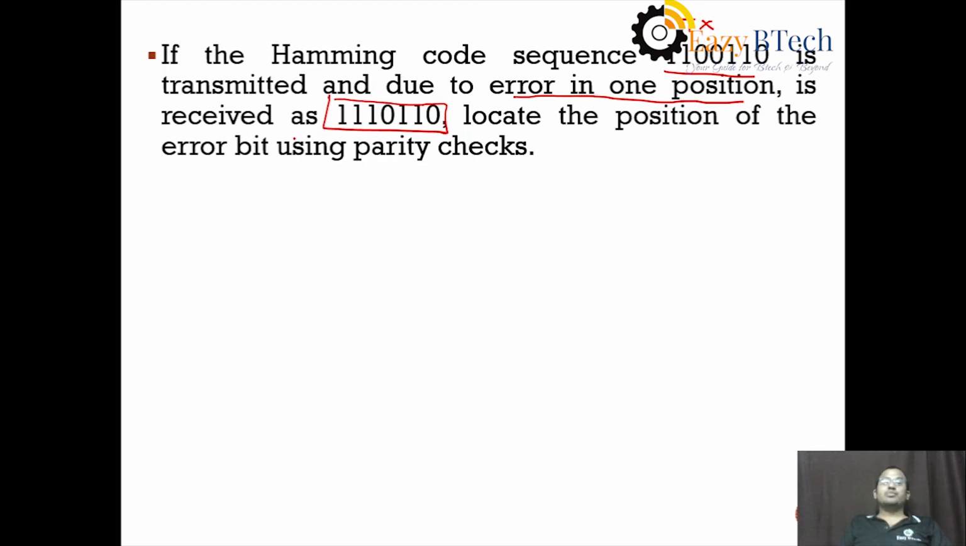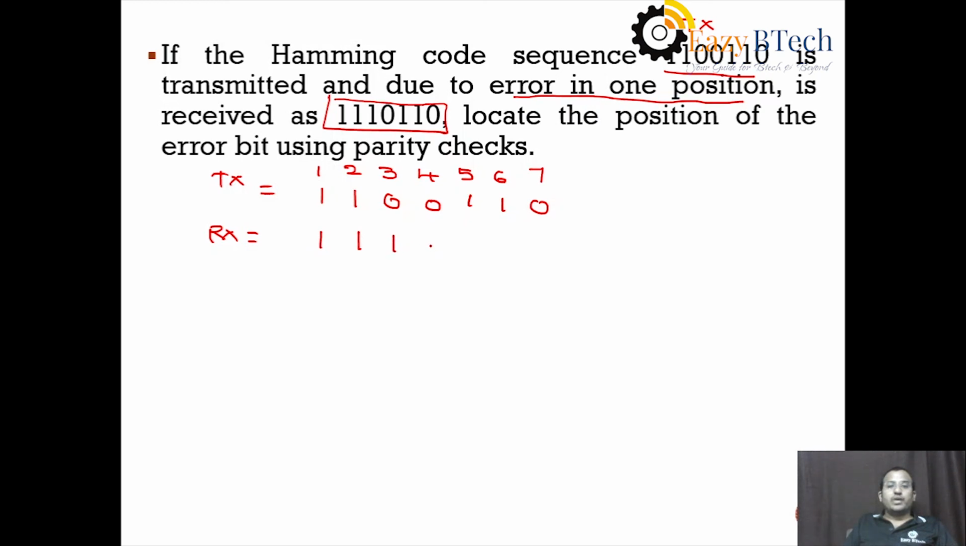How to find which position is in error? By using the check bits. Here we know the transmitted code word and the received code word. We will write the bit positions 1, 2, 3, 4, 5, 6, 7. The transmitted code word is 1, 1, 0, 0, 1, 1, 0. And the received code word is 1, 1, 1, 0, 1, 1, 0. In the third bit, except the third bit, the remaining bits are as they are. So the third bit was transmitted as 0, but it was received as 1.